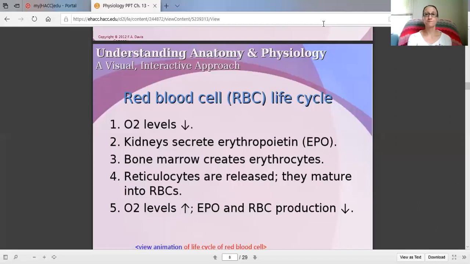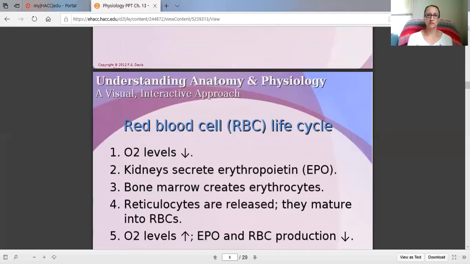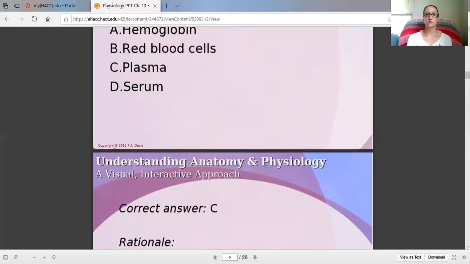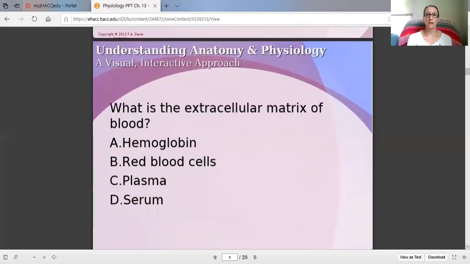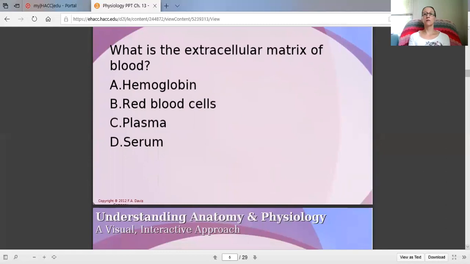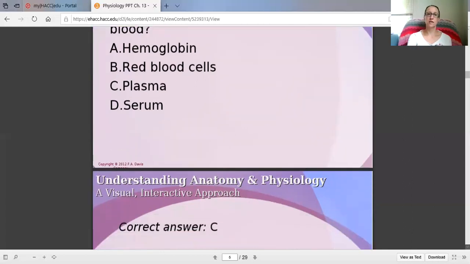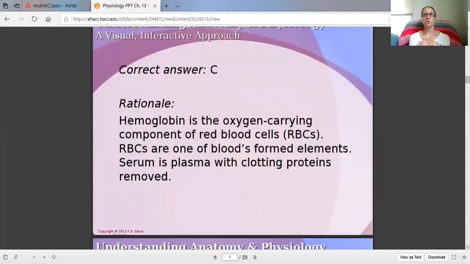Okay? All right, so now let's go back to that review question. Just skipping around a tiny bit. What is the extracellular matrix of blood? Is it A, hemoglobin, B, red blood cells, C, plasma, or D, serum? What do you think? If you said C, plasma, you are correct. Very good.